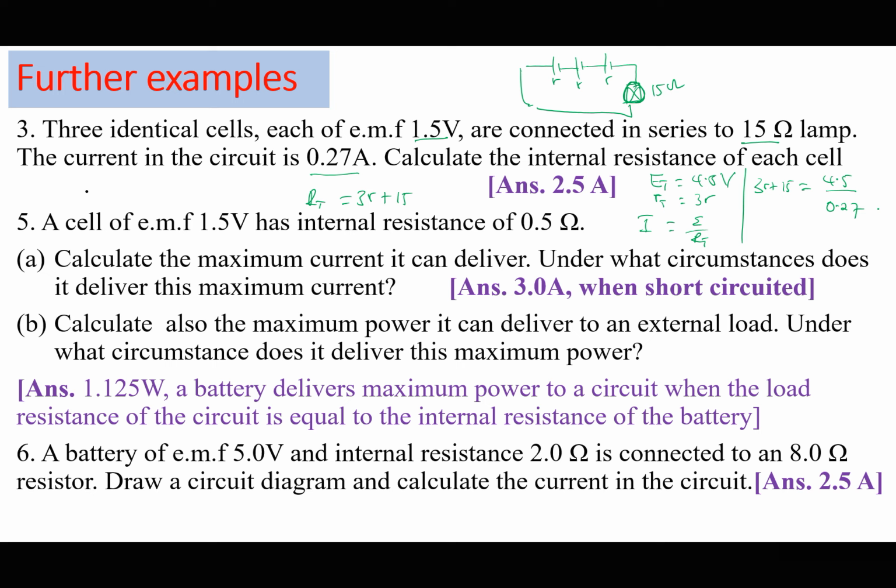Calculate the internal resistance of each cell. So the internal resistance of each cell is approximately 0.56. Let me repeat this.